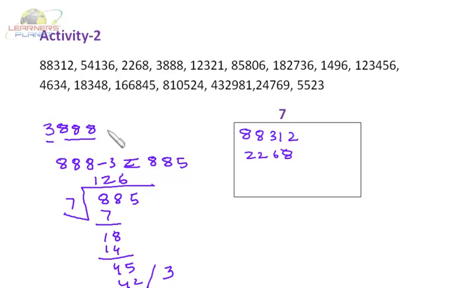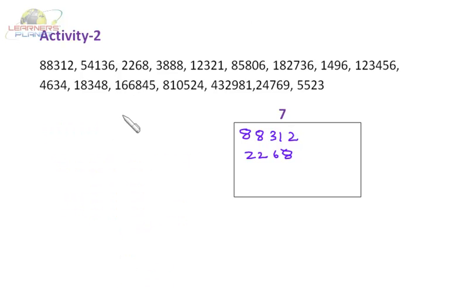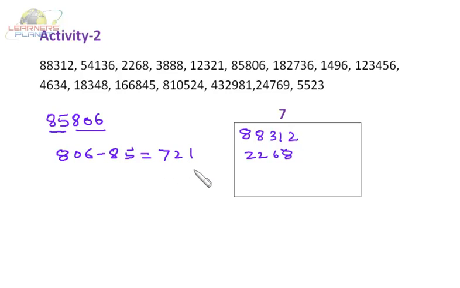Okay. Now let's take the next number. I take this number 85806. So what is the first step? Just make the sets of 3 numbers. Here it is a set of 3 numbers and we are left with 2 numbers only. Doesn't matter. Just write them as it is and find the mutual difference. So it is 721. Now let's see if 721 is divisible by 7 or not.